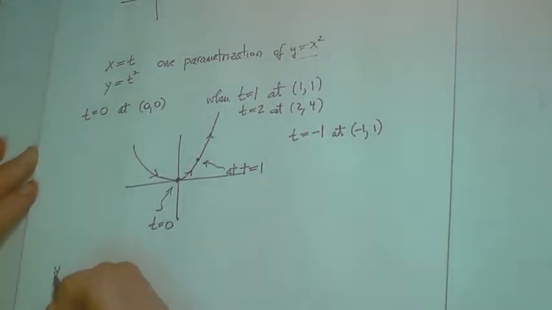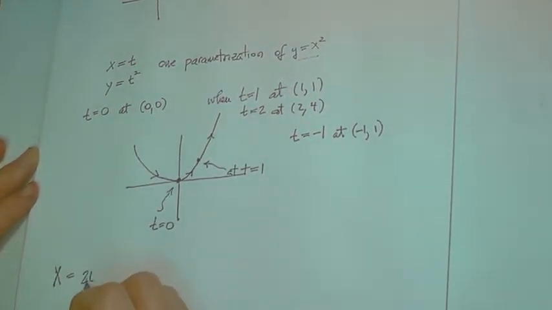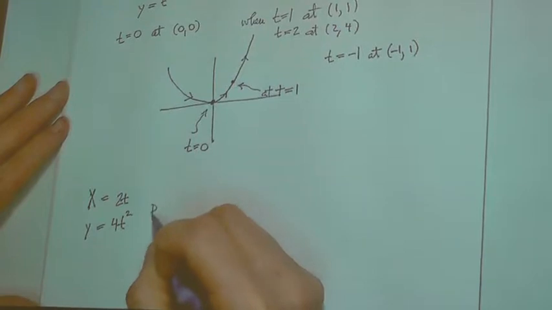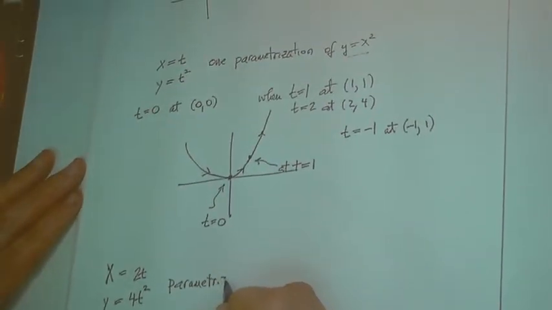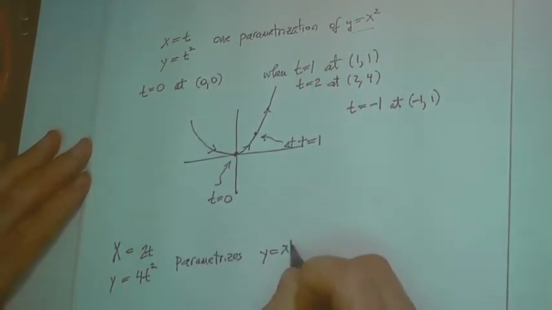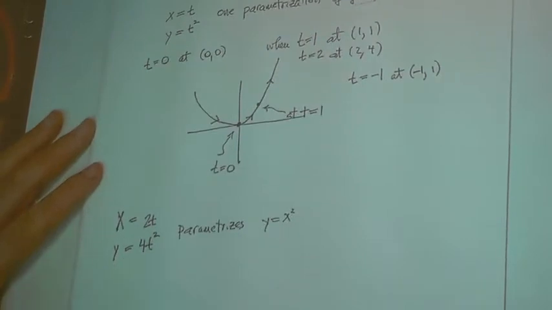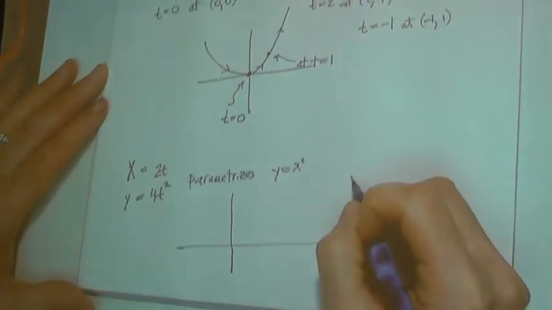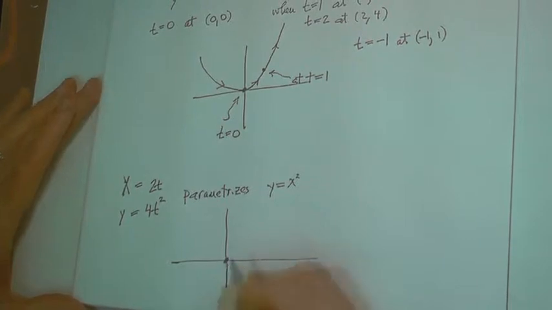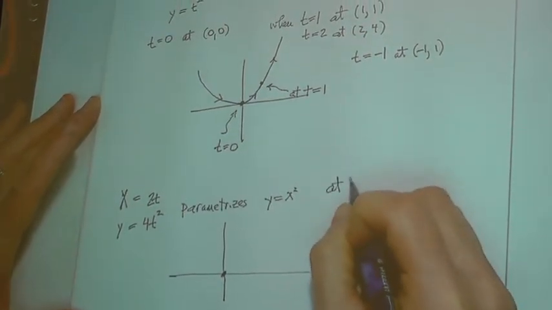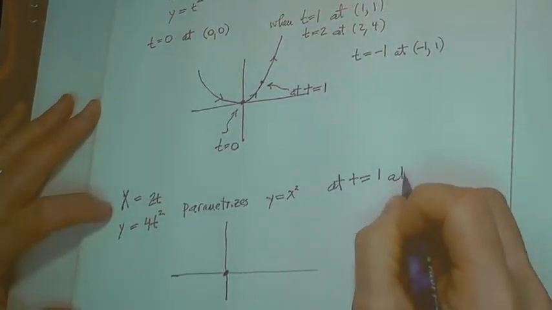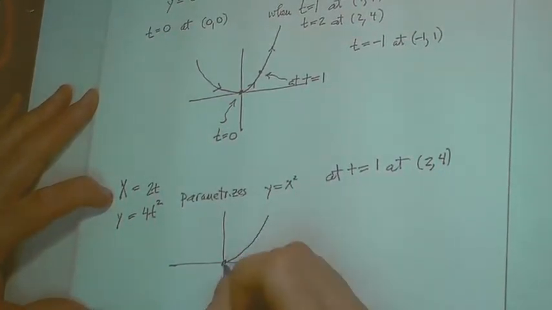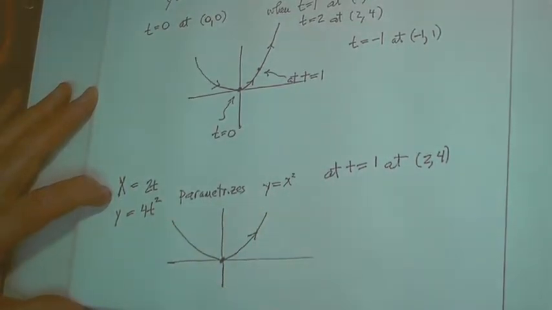if I let x equal 2t and y equal 4t squared, this still gives me a parameterization of y equals x squared. So what's happening here is obviously at t equals 0, we're still at the origin. When t is equal to 1, using this parameterization, I'm at point 2, 4. So we're moving along this curve. We're moving from left to right.